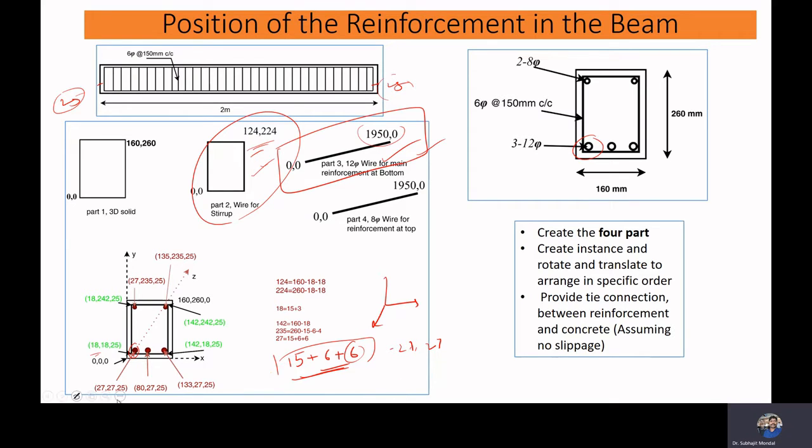So it will be 27, 27, 25, and this location will be in the middle of the beam, so it is 80. And again, this side you have to consider. Again, you have to deduct 160 minus 27, so it will come 153. And this location will be 27, 25.